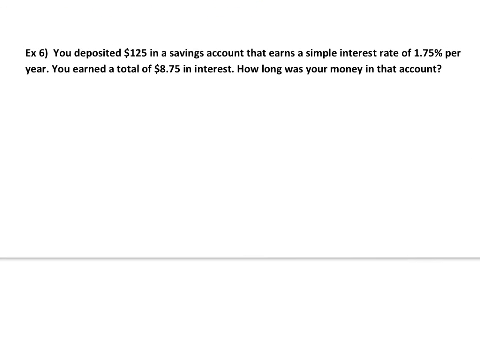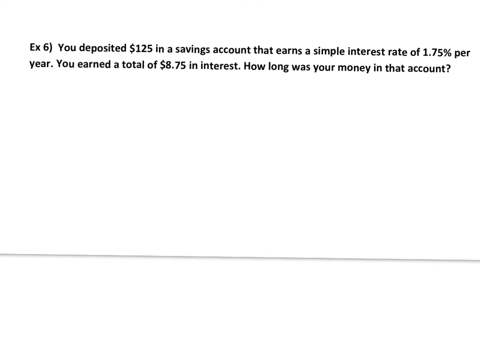You deposited $125 in a savings account. So right off the bat, deposited $125. Hopefully we know that that's going to be our P, that's our principal. In a savings account that earns a simple interest rate of 1.75%, so we know that simple interest right there, that's going to be our rate. Okay, so there's your R amount. Per year, you earn a total of $875 in interest. So this is your I amount.